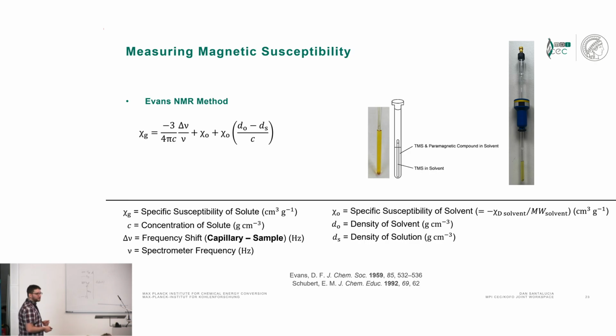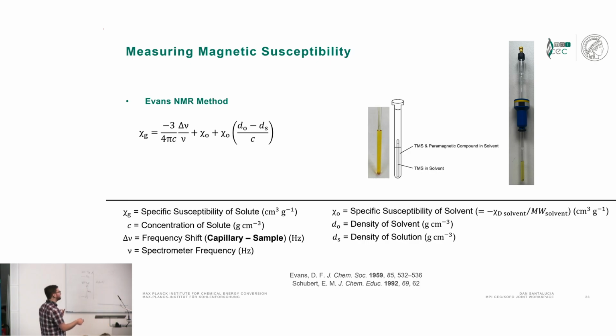There's another method, and this is one I think a lot of people have done, or at least worked with people who have done it, and that's called the Evans NMR method. This is a bit more sophisticated, but experimentally you have your compound in solution, that's this yellow one here, for example, and you also have in that some reference compound like TMS, which is quite common in NMR, and then you have a capillary inside the NMR tube, which is just the TMS, no compound, okay? What we're going to do then is measure the frequency shift between the capillary and the sample and relate that to what's called the specific susceptibility of the solute.